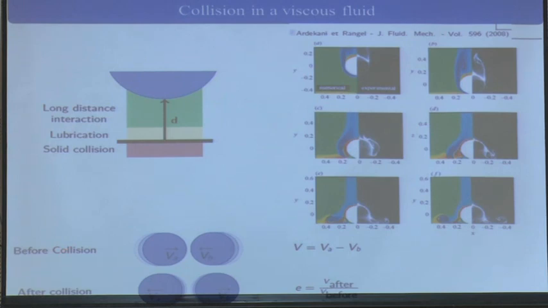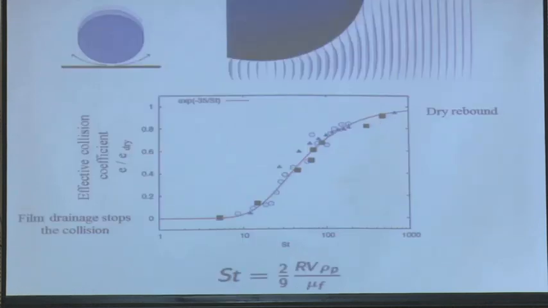So this is the classic definition of the rebound coefficient, the restitution coefficient. But now this has been divided by the restitution coefficient of the material. Because if you do experiments with rubber or a particle, you have a solid contact, and then you have a certain value for the restitution coefficient. What you want to see is the effect of the fluid on that restitution. This is why we normalize the restitution coefficient by the dry restitution coefficient of the two materials.